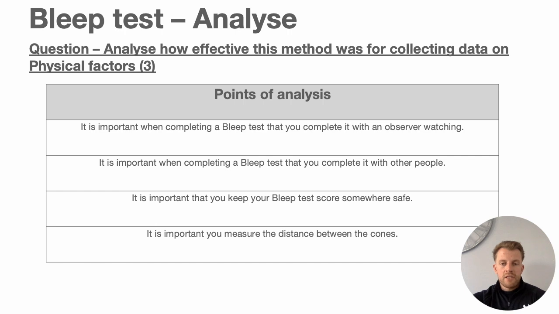So some points of analysis that you may want to use in your answer, in part 1 of your answer. Again, I'll ask you to pause the video here so you can look at these in more detail or take some notes. It is important when completing a Bleep test that you complete it with an observer watching, and you would then have to give the this means and the this leads to. It's important when you complete a Bleep test that you complete it with other people. It's important that you keep your score somewhere safe, and it's important that you measure the distance between the cones.